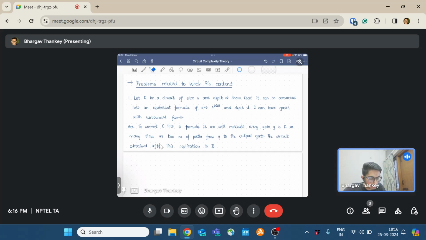I also need to tell you how we are connecting the graphs, right? So we are replicating it these many times. Now let's see why this helps. Take any gate and look at the number of paths from it to the output gate, right? My claim is the number of times that gate is being used is that number. So is the claim clear?